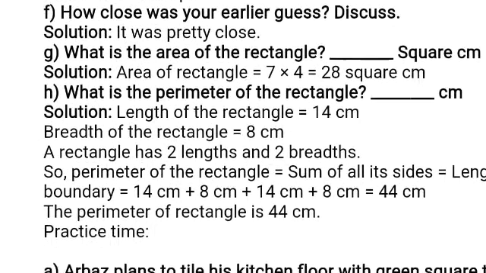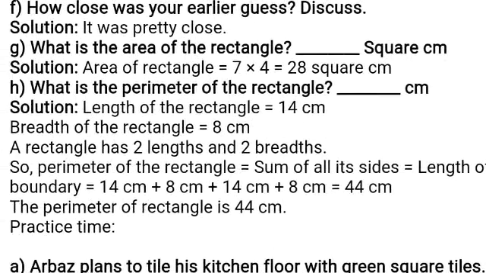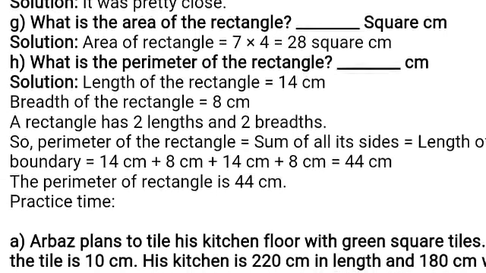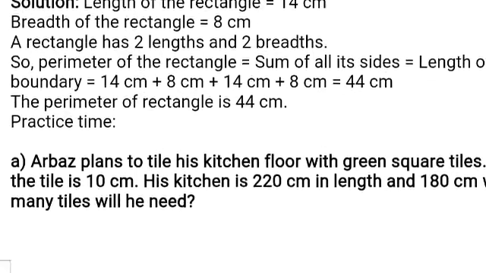What is the perimeter of the rectangle? Length of the rectangle is 14 centimeter and breadth is 8 centimeter. A rectangle has 2 lengths and 2 breadths. So the perimeter of the rectangle equals the sum of all its sides, 14 plus 8 plus 14 plus 8, which is 44 centimeter. That is the perimeter. Perimeter means its boundary. Boundary, perimeter, circumference all have the same meaning.